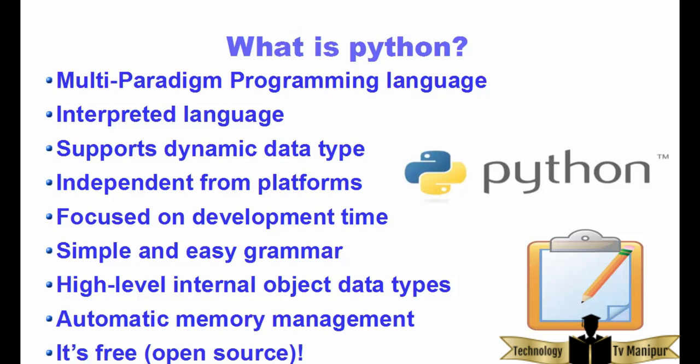I'm going to give you a brief introduction about Python. So let's get started. First of all, what is Python? Python is a high-level dynamically typed programming language, and Python supports multiple programming paradigms, including object-oriented, imperative, functional, and procedural styles. Python is an interpreted language.